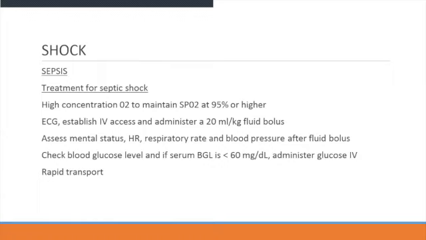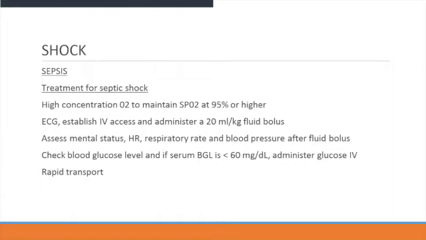So the treatment for shock: high concentrations of O2 to maintain SpO2 greater than 95%. EKG, establish IV access, administer a 20 mL per kilogram fluid bolus. After every fluid bolus is done, reassess lung sounds, making sure that you're not causing the patient to go into pulmonary edema. Administer more fluids to help fill the vascular space. Assess mental status, heart rate, respiratory rate, and blood pressure after fluid boluses.